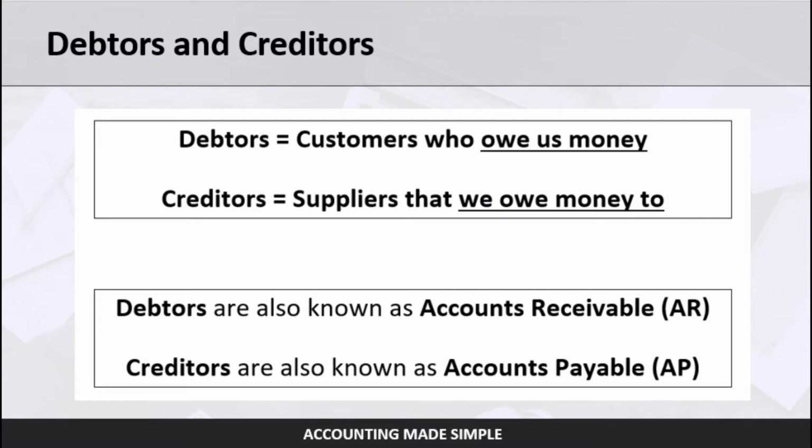Debtors and creditors. Next, we'll introduce the concept of debtors, also known as accounts receivable, and creditors, also known as accounts payable. Debtors are customers who owe us money. Creditors are suppliers that we owe money to. Debtors are also known as accounts receivable, or AR for short. Creditors are also known as accounts payable, or AP for short.